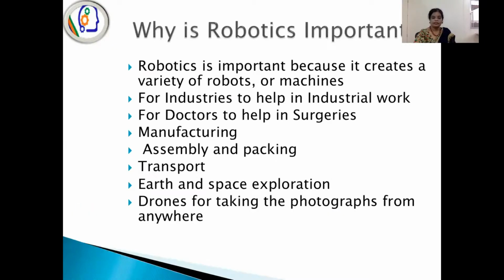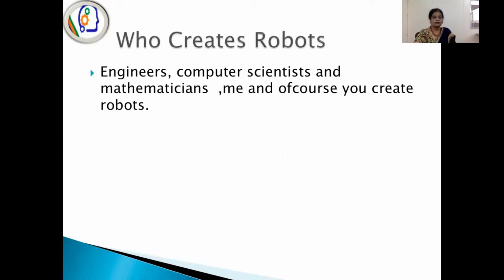Why robotics is important? Because nowadays robots are used for industrial purposes, by doctors to help in surgeries, in the manufacturing line, the assembling line, the packing line, the transport system, in earth and space exploration, and in drones for taking photographs from anywhere. So many branches are there for working in robots, right? Who creates the robots? Engineers, computer scientists, mathematicians, me, and of course you, the hobbyist, create the robots, right?